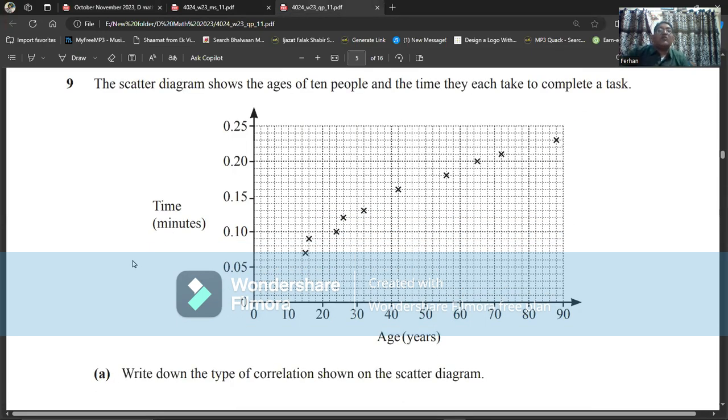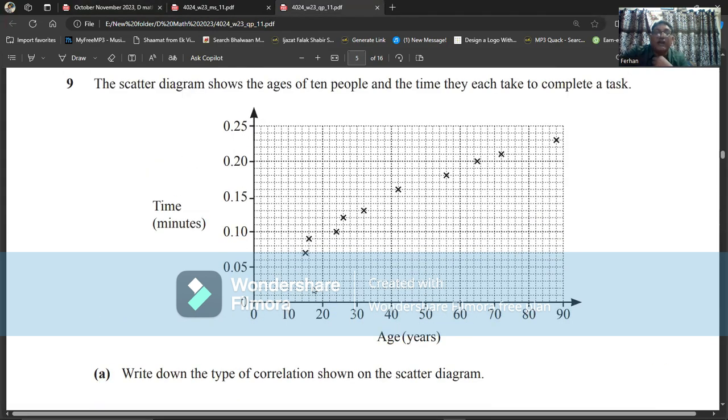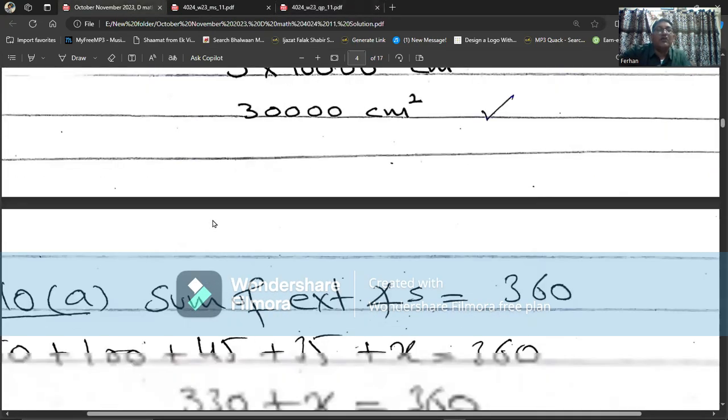Here we have question number 9. The scatter diagram shows the ages of 10 people and the time they each take to complete a task. So here you have the time to complete the task, and here are the ages of the people on the x-axis. So we have this pattern. It says, write down the type of correlation shown on the scatter diagram. As you move to the right, you can see the pattern is going up. So it's a positive correlation.